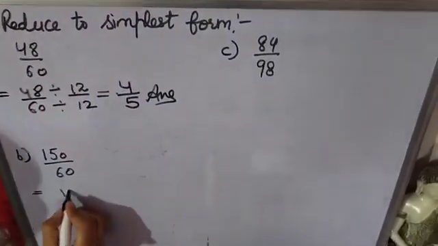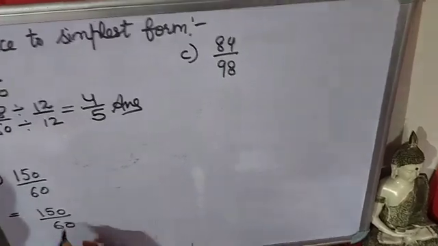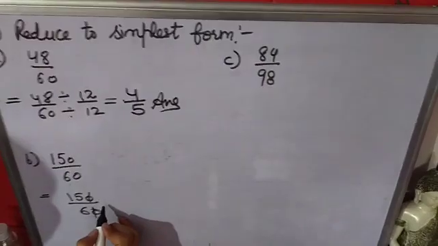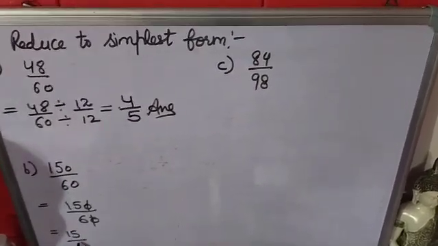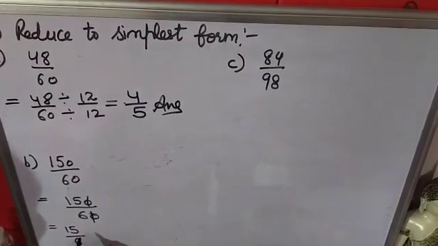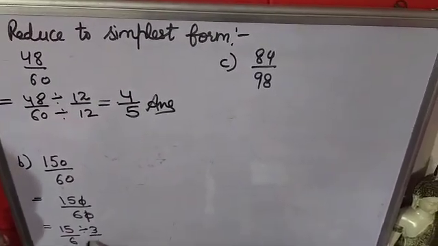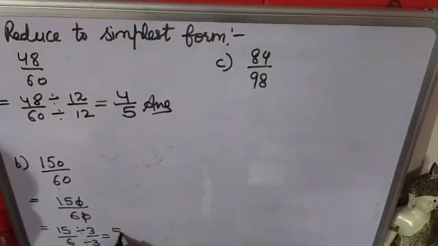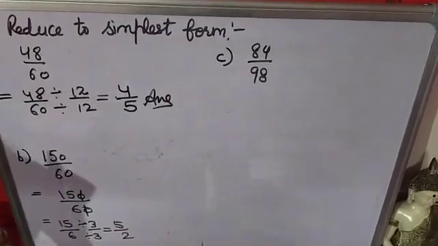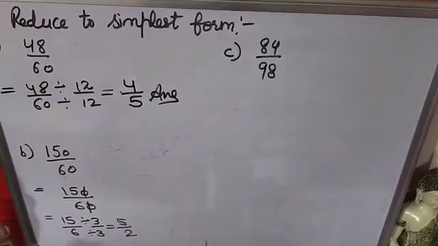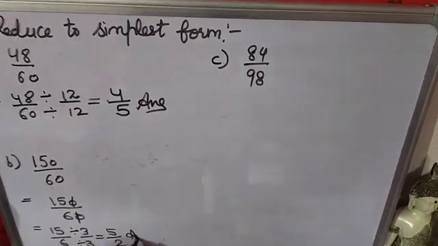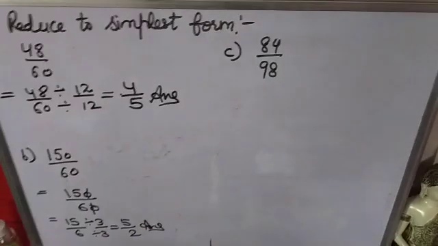Now in B part there is 150 upon 60. First of all this 0 and this 0 both will cut. Then 15 upon 6 is left. Now we will check whether 15 upon 6 both are divisible by any number together. Yes, both numbers are divisible by 3. 3 fives are 15, 3 twos are 6. Now 5 upon 2, we will check whether it is coming together in any number. No, 5 and 2 both are not coming in any number together. So 5 upon 2 is in simplest form.